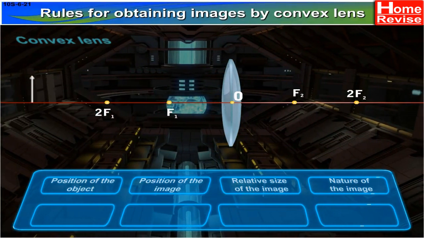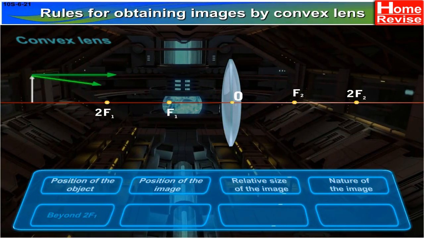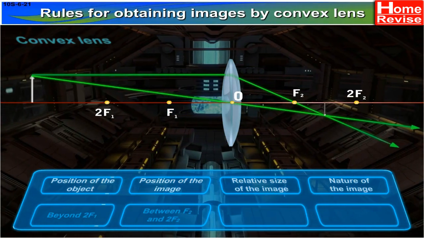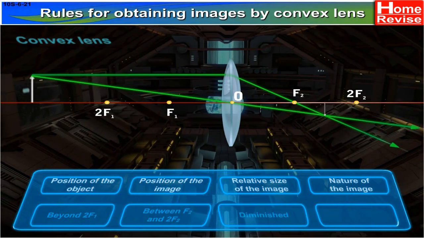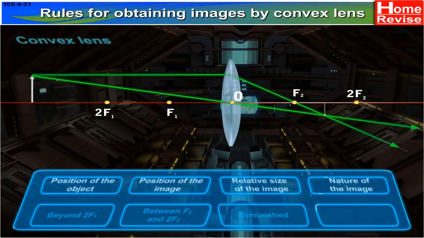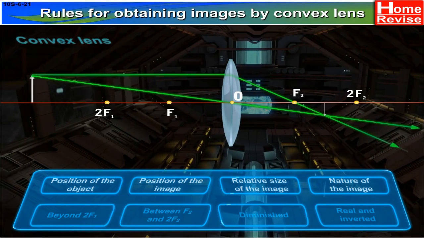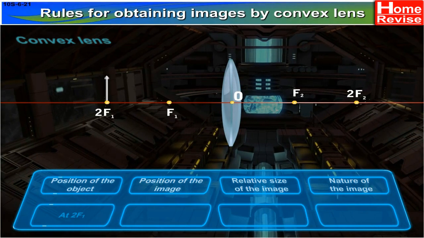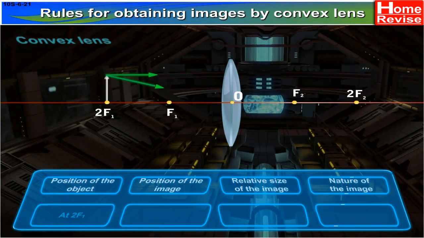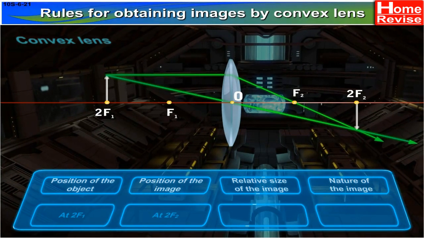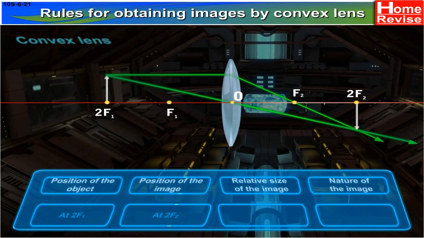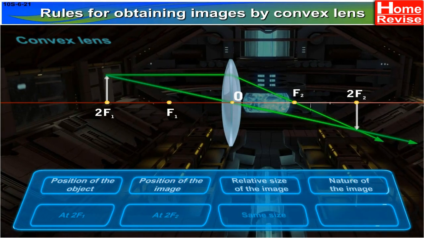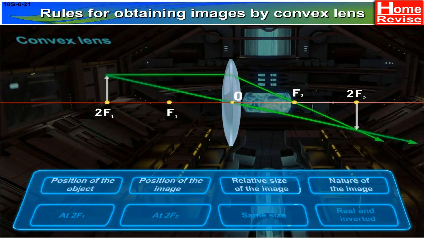When the position of the object is beyond 2F1, the position of the image is between F2 and 2F2. Relative size of the image is diminished. Nature of the image is real and inverted. When the position of the object is at 2F1, the position of the image is at 2F2. Relative size of the image is the same size. Nature of the image is real and inverted.